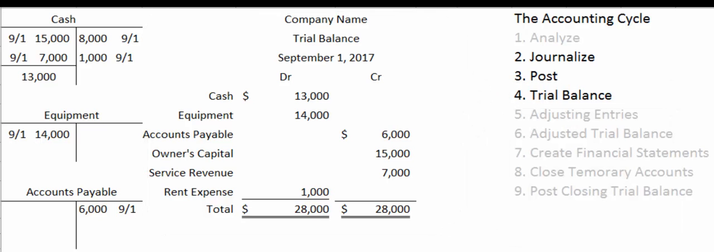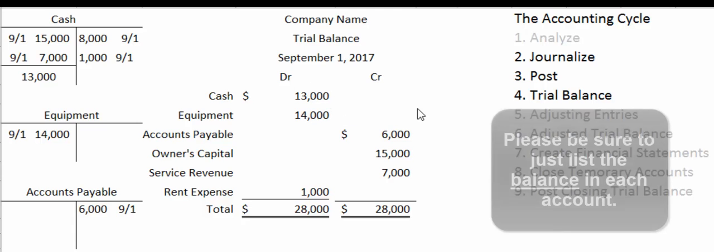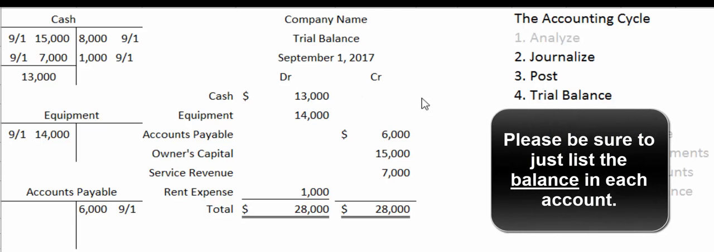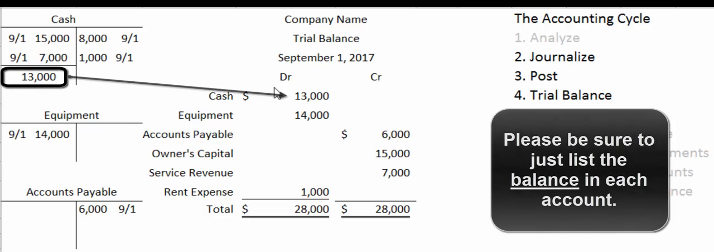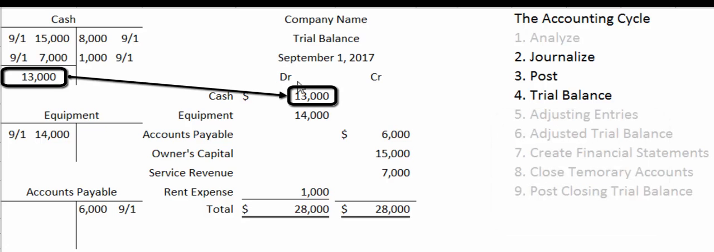The mistake that students often make the first time they create a trial balance is they would put, say, $22,000 here and $9,000 here for all the debits and credits in the cash account. We don't do that. We put the balance in that account. We had $22,000 for the debits, we had $9,000 worth of credits, so we had a $13,000 balance. That's what we put here.